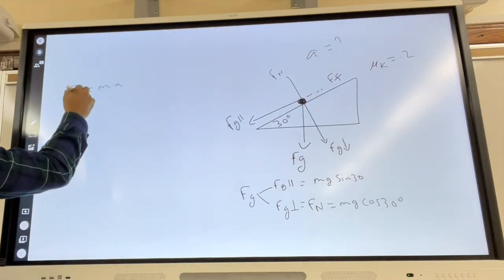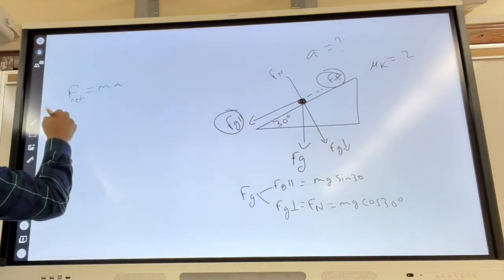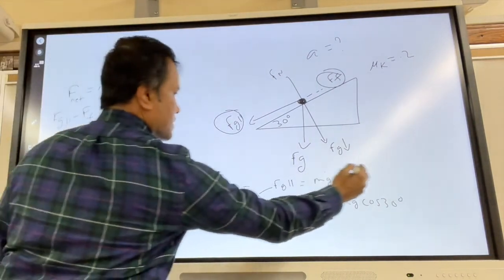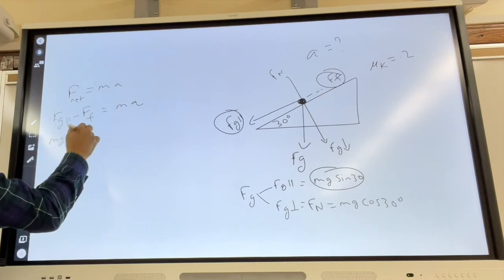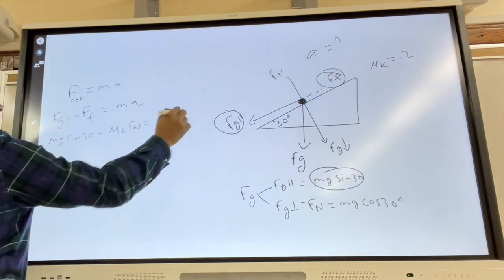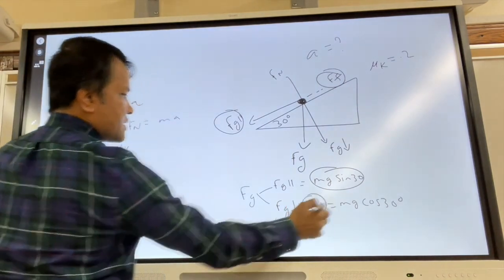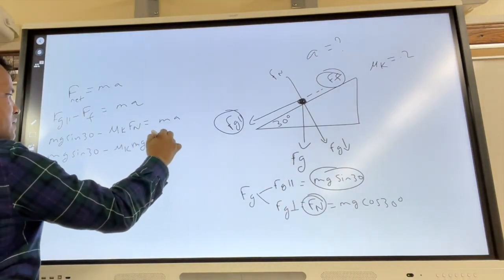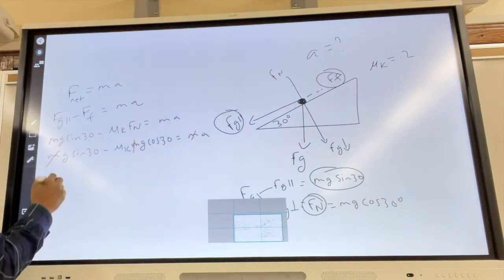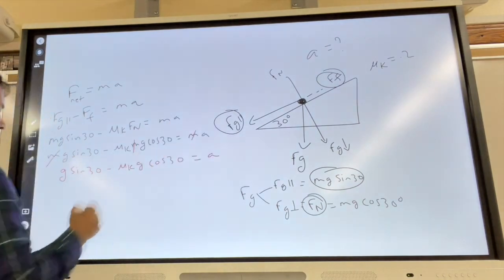Alright, so F net, all the forces acting in the direction of the acceleration, would be Fg parallel minus Ff is equal to ma. So Fg parallel is mg sine 30, minus Ff, which is mu k Fn, where Fn is mg cosine 30, is equal to ma. So you see that the m cancels. So g sine 30 minus mu k g cosine 30 is equal to a. So 9.3.